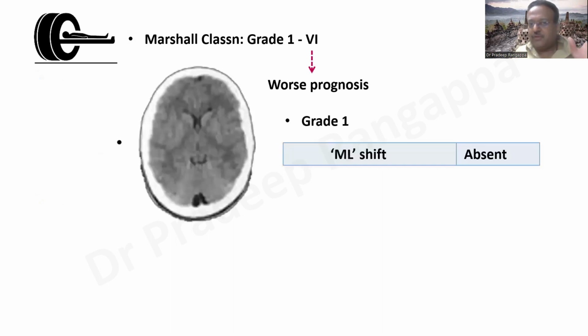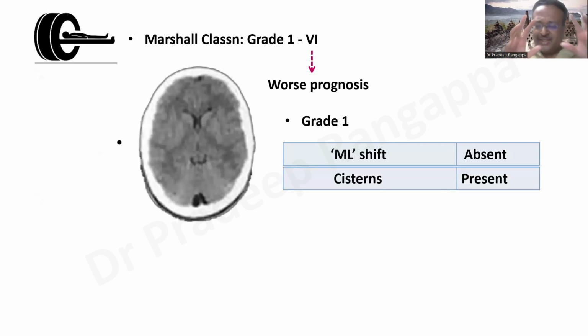So grade 4 is worst prognosis. So I won't go into detail. Very quickly, I'll rush to it. Grade 1 is where there's midline. So basically, any CT grading, they look at the 3 components. One is they look at the midline shift, they look at the effacement of the systems, and they look at the evacuable hematoma which is present.